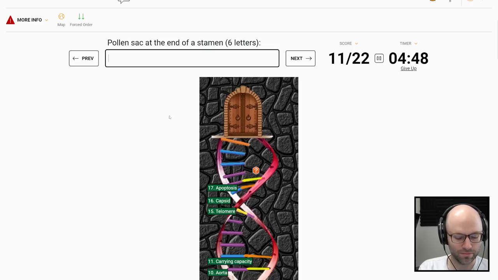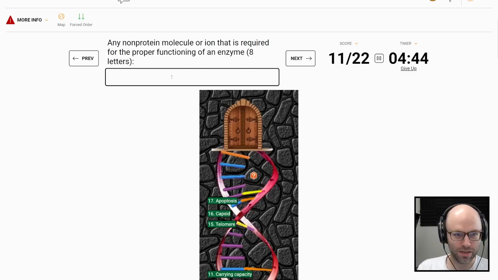I'm going to pass this one. Any non-protein molecule or ion, that's a catalyst, sorry, an enzyme. No, wait, it's a catalyst. Any non-protein molecule or ion that is required for the proper functioning of an enzyme. Coenzyme.